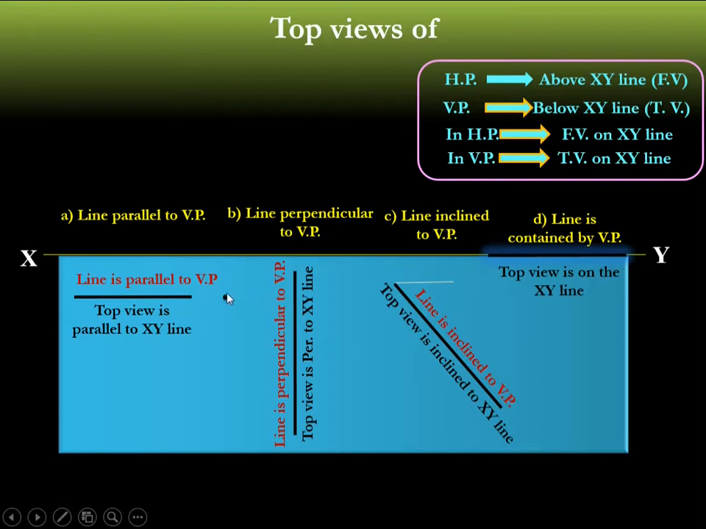As I have mentioned earlier, whenever a line is parallel to one plane and perpendicular to the other plane, that means whenever a line is parallel to vertical plane and perpendicular to horizontal plane, the parallel view will become a point.